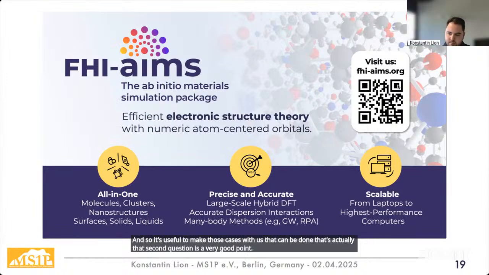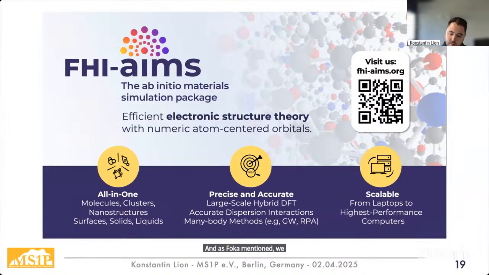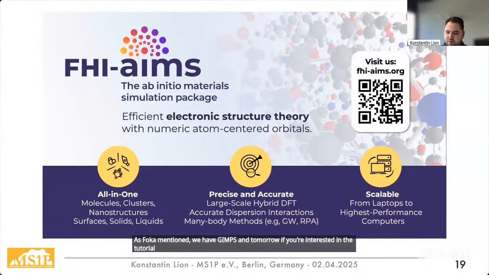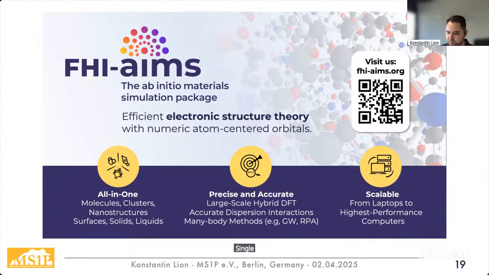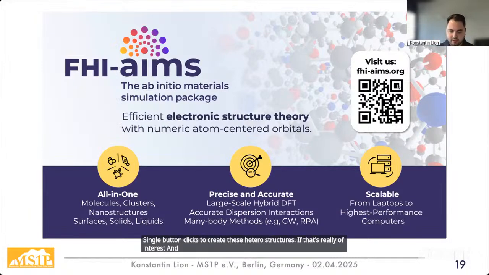Yeah, I agree. So the question was essentially, Leah wants to make heterostructures, but most of the programs to do so are not free. As Volker mentioned, we have FHI-aims, and tomorrow, if you're interested in the tutorial, we'll also go briefly through the FHI-aims structure builder, so what kind of structures you can build. The main thing is, as Volker already mentioned, we don't have single button clicks to create these heterostructures. If that's really of interest, and that's something that's really good for the community, I think this can be extended. So the ASE library, as well as PipeEngine, I'm sure has utility functions to create such heterostructures. And of course, you can also just use this.